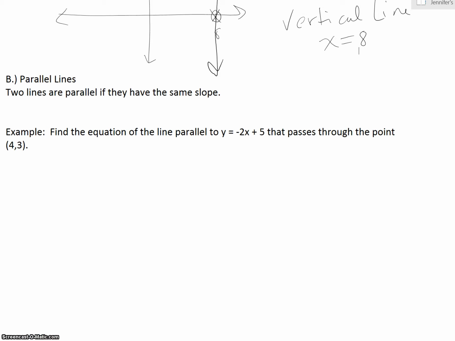Two lines are parallel if they have the same slope. So if I gave you the line y equals 5x plus 8, well then the slope for that line is 5.